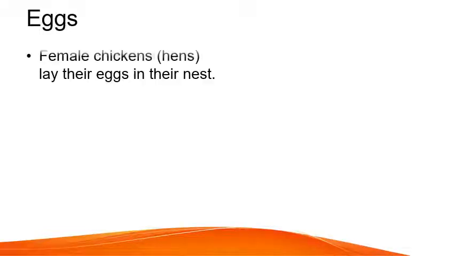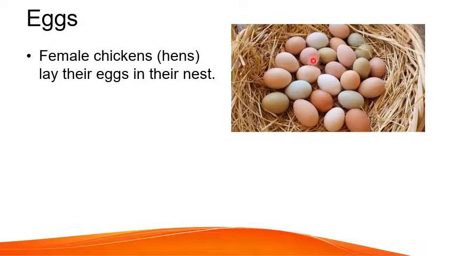So next, let's talk about the eggs. Female chickens are called hens. You can call them female chickens, you can also call them hens. They lay their eggs in their nest. See, this is their nest. Their nest is made out of some dry grass, dry leaves, hay, and then they lay their eggs in the nest.